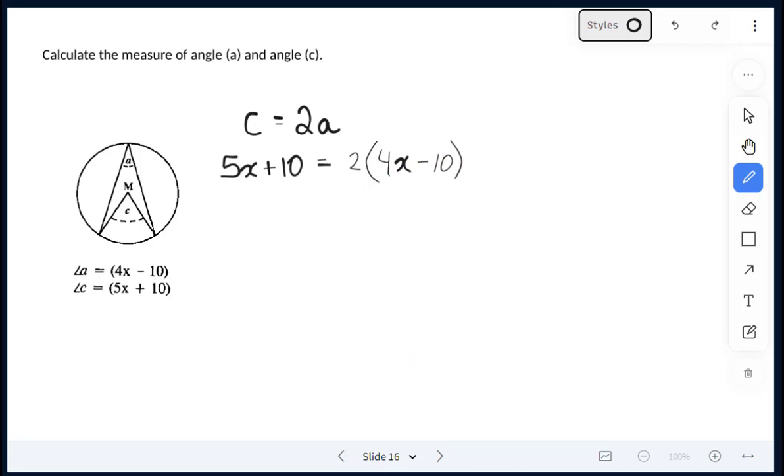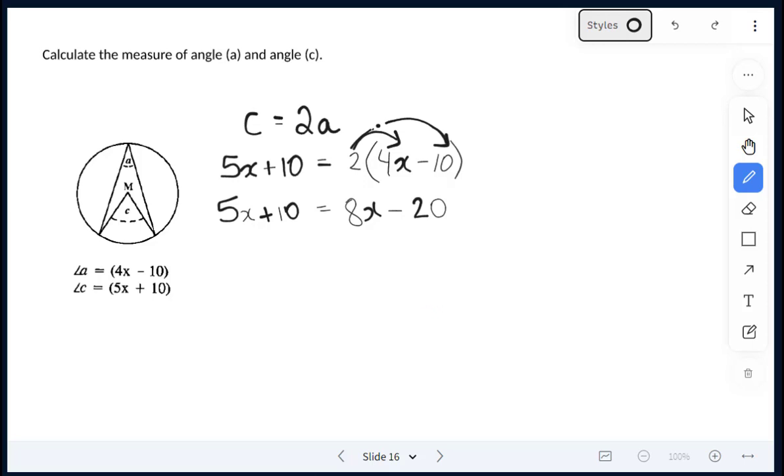All right, so let's solve the equation. We're solving for x. On the left-hand side, we still have 5x plus 10. And on the right-hand side now, we have the distributive property, where we multiply the number on the outside of the bracket with everything inside the bracket. So 2 times 4x gives me 8x, and then 2 times negative 10 gives me negative 20 or minus 20. And now we have a type 3 equation, I believe, and we just have to solve for x.